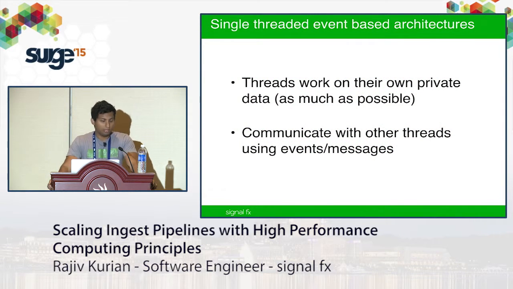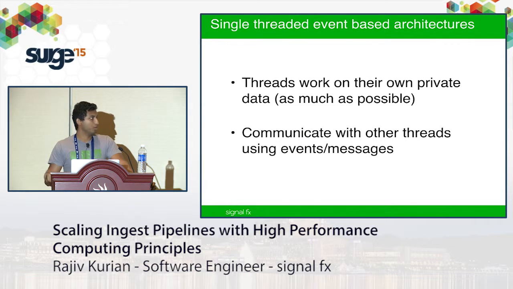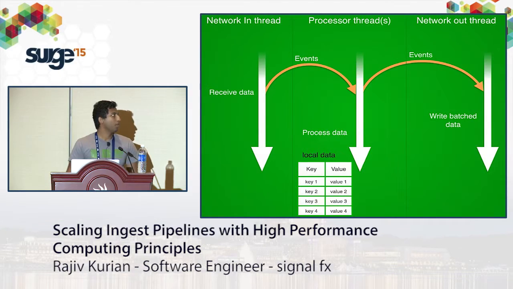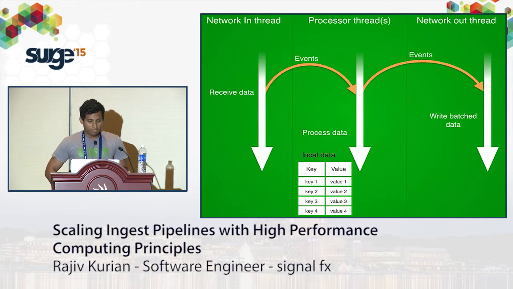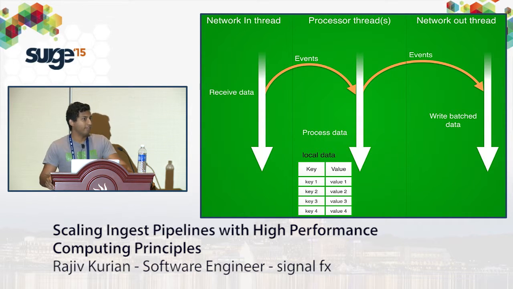So what do we mean by single-threaded event-based architectures? Well, threads work on their own private data. They don't share anything with other threads as much as possible. And when they do have to communicate with other threads, they do that using events or messages and not shared data structures. So this is our canonical example diagram for an event-based architecture. You have one network thread that receives data, parses it, validates it, creates events out of it, and sends it to a processor thread. The processor thread processes it using only local data.